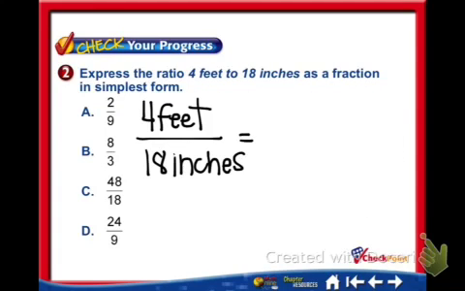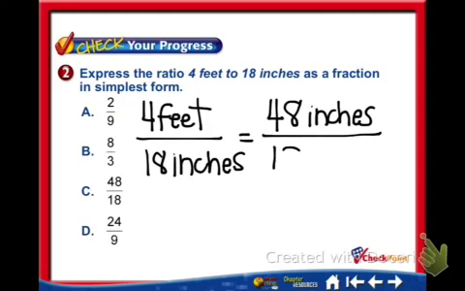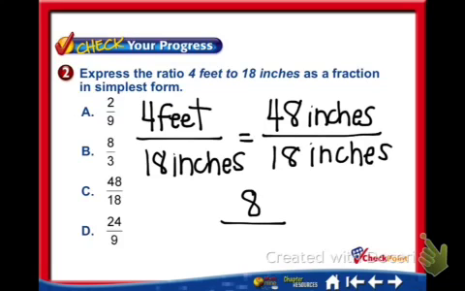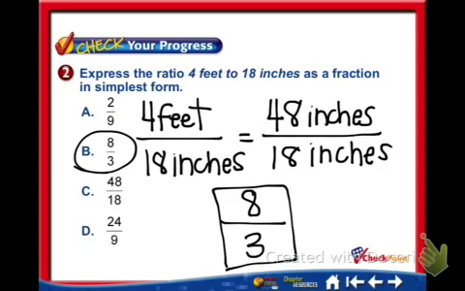There are 12 inches in 1 foot. 12 times 4 is 48, so there are 48 inches in 4 feet. Six can go into 48 8 times and into 18 3 times. So our answer is B.